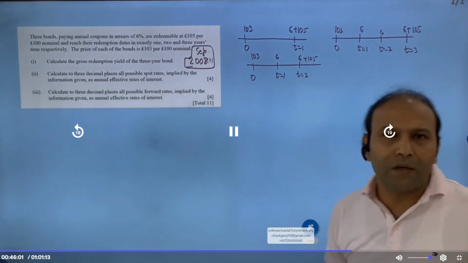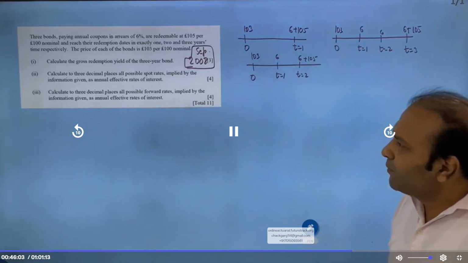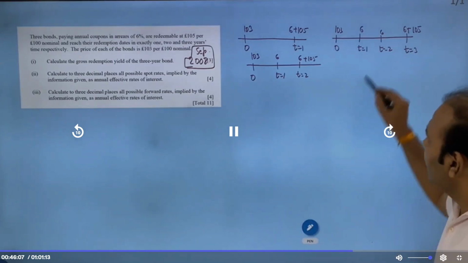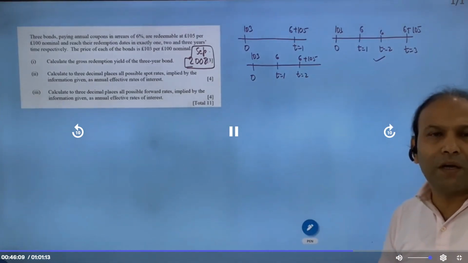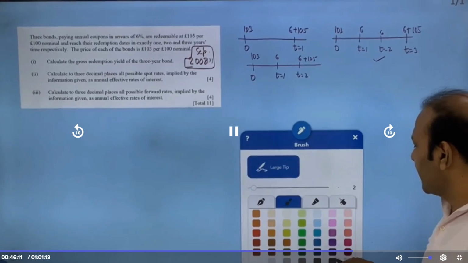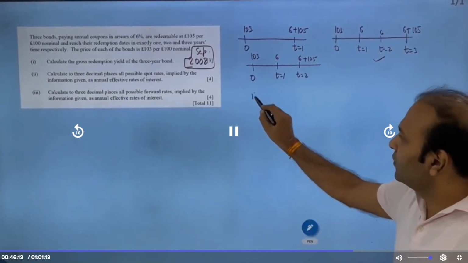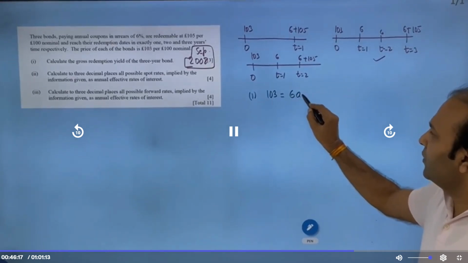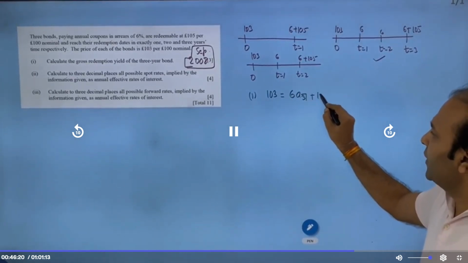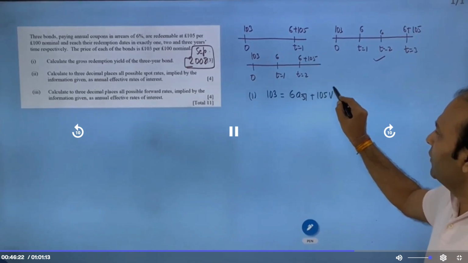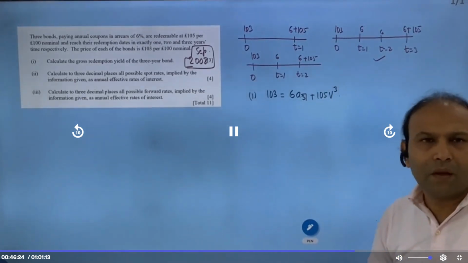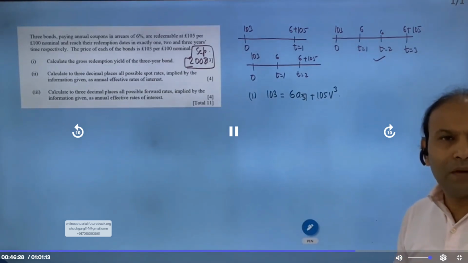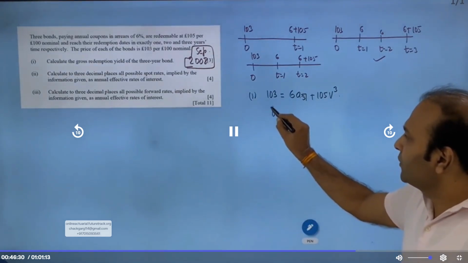This is what we have been given, class. The first portion says calculate the gross redemption yield of the 3-year bond. Class, we have to find the gross redemption yield of this bond. So 103 is equivalent to 6A3 plus 105V3. Yield will be more than 6% because there is a capital gain also, right? Please do the interpolation.